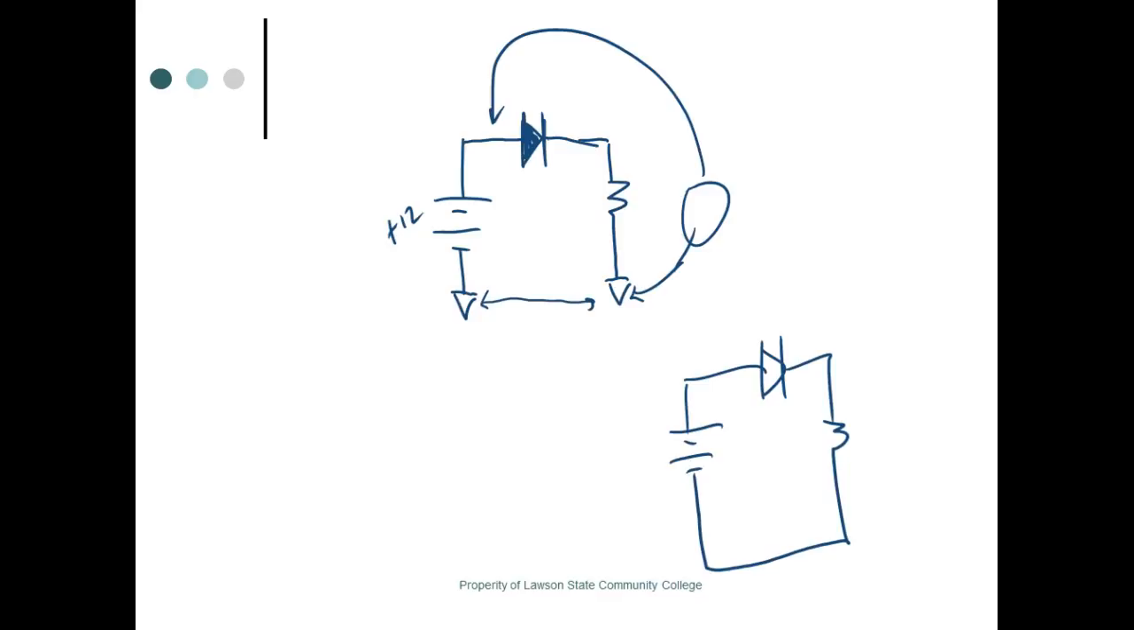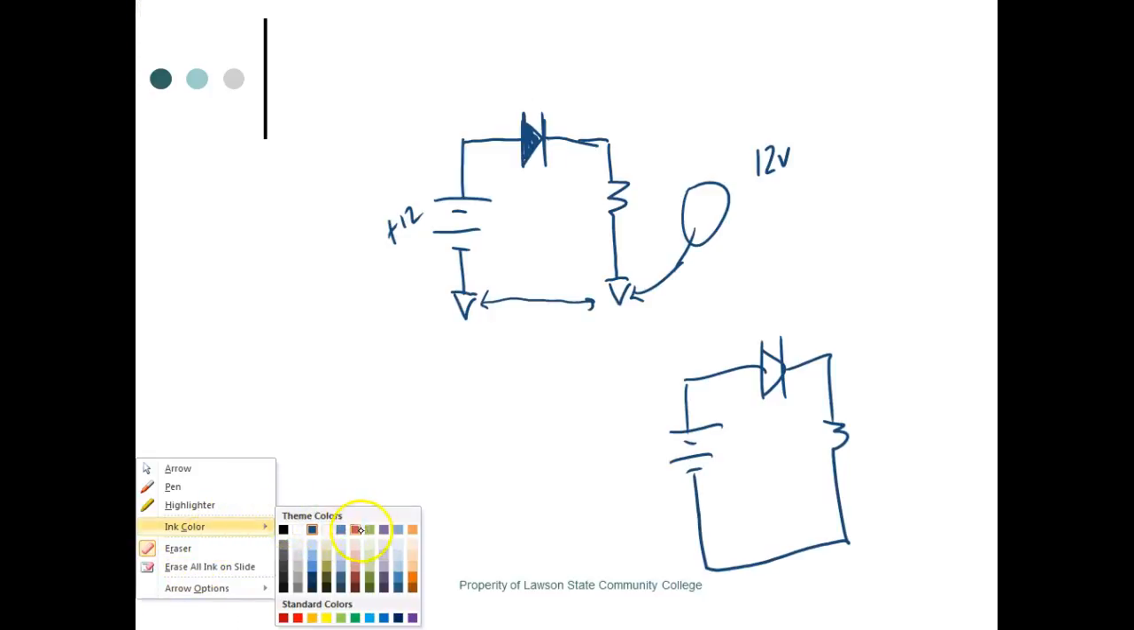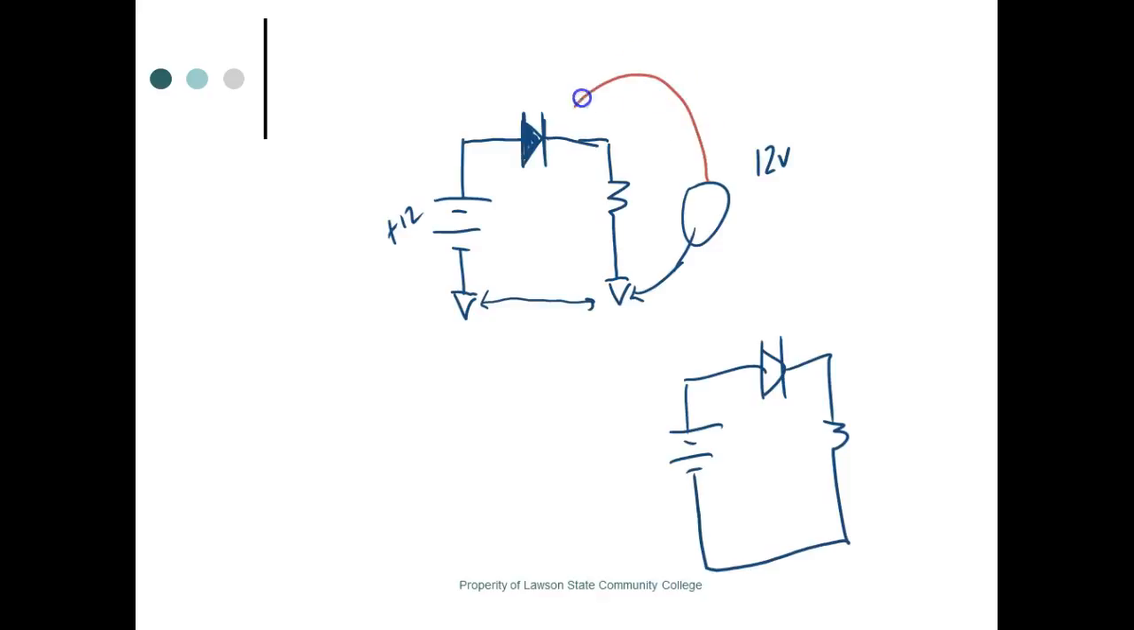So what would I measure right here? Well, I'm measuring across the source. So what would it measure? It would measure 12 volts, right? You understand? Okay. Well, what's it going to measure when I come over here and take that red lead and put it right here? It's going to measure a positive 11.3 volts, because the diode drops 0.7 volts.